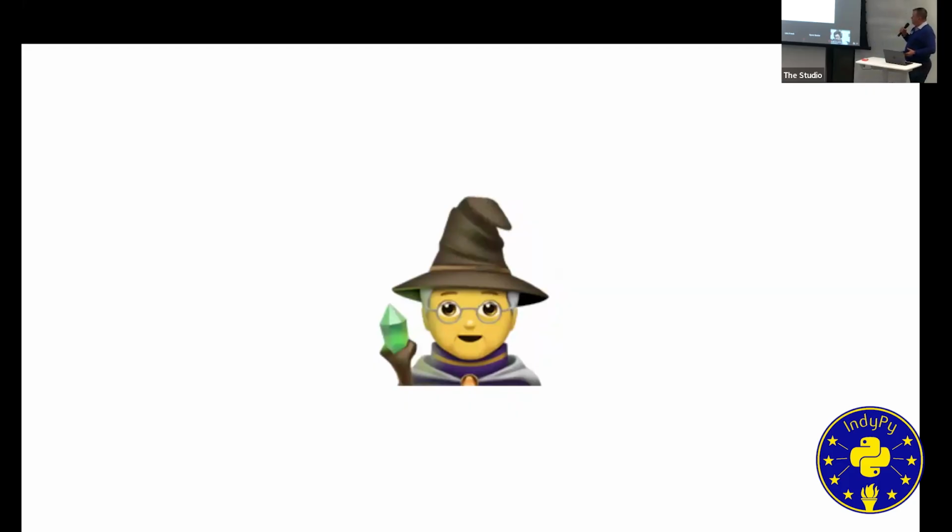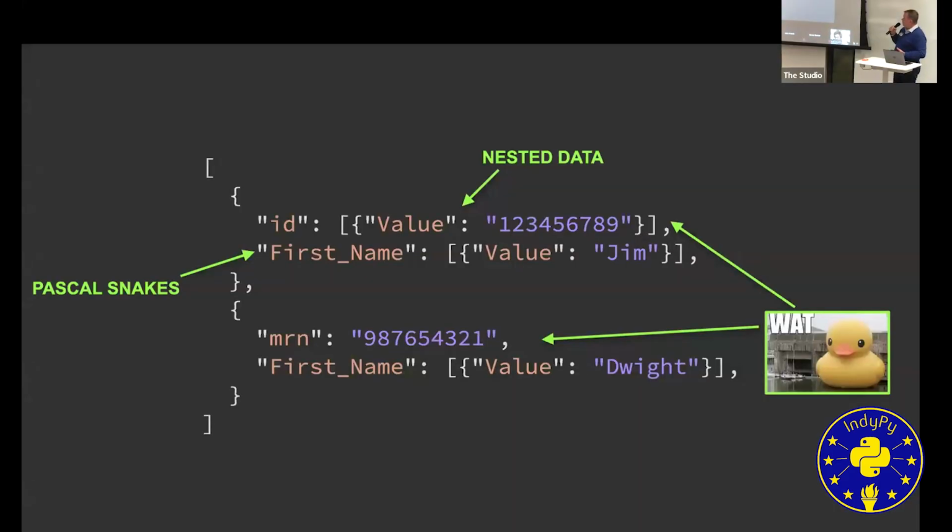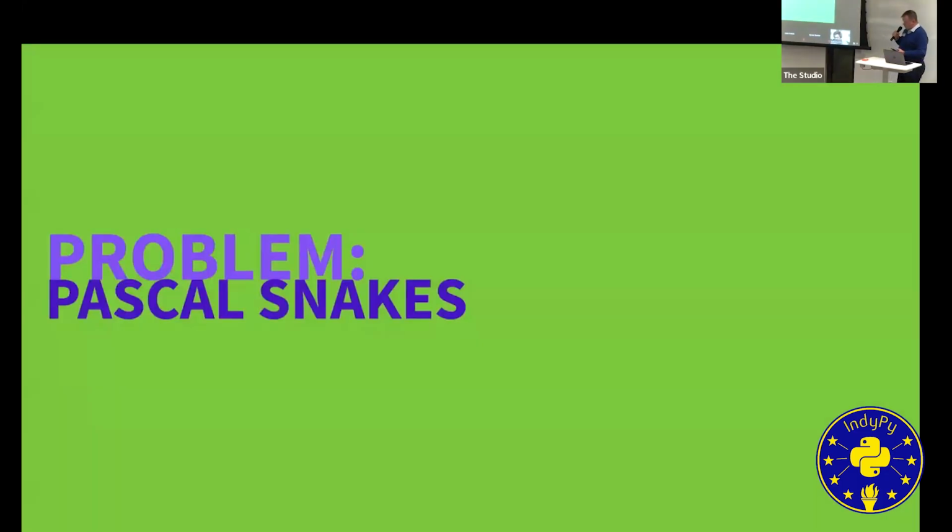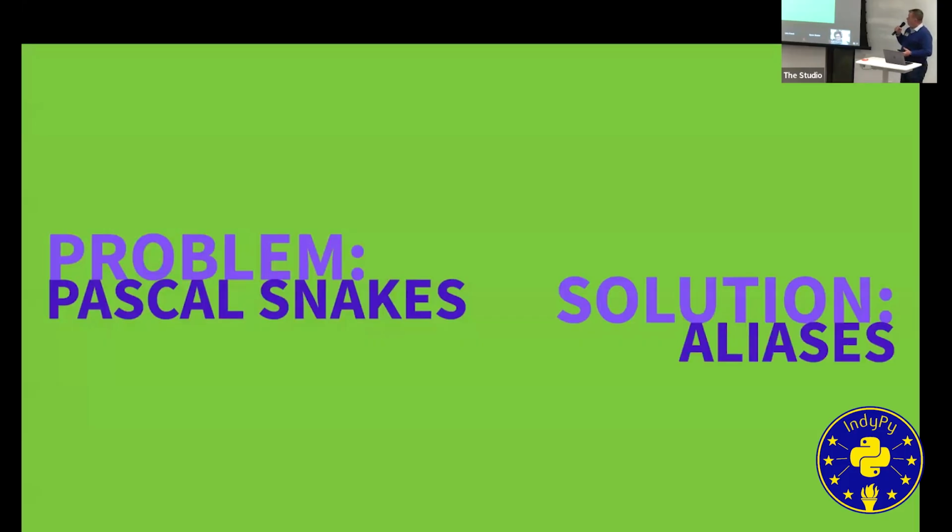So we're going to move on to the more advanced wizardry. Back to our problems. We're going to take them one at a time. We're going to start with Pascal snakes. So Pydantic's solution to this is something called aliases.